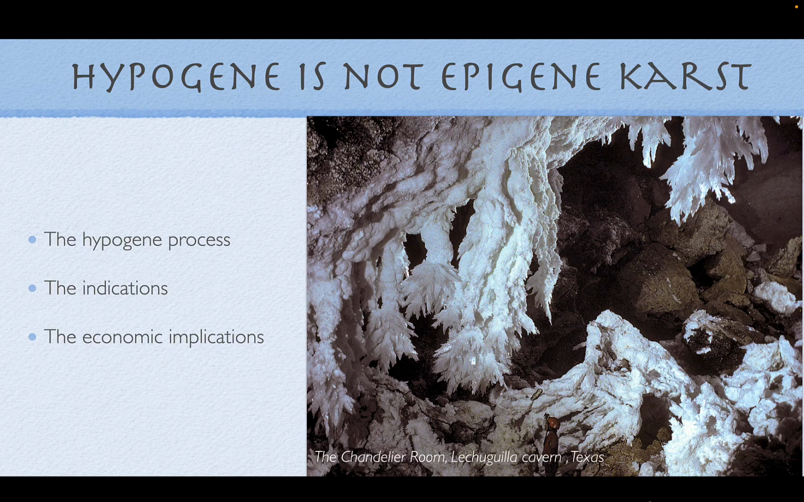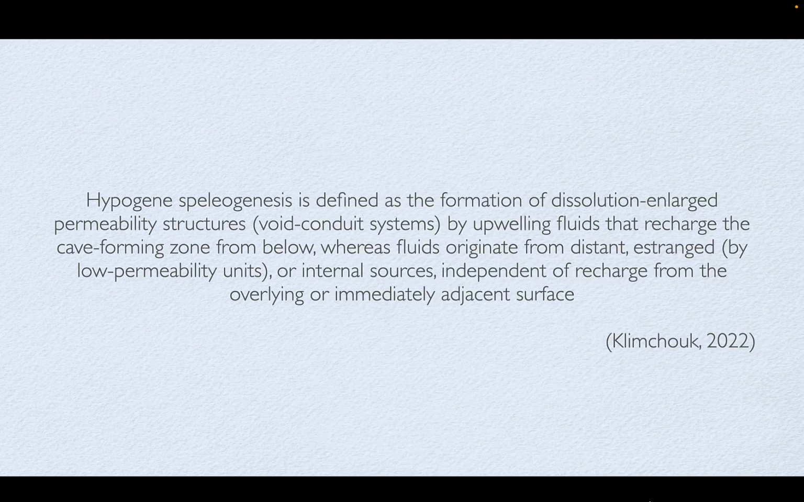What is this process of hypogene karstification or hypogene speleogenesis? Well, in a recent paper by Klimchouk in 2022, he described hypogene speleogenesis as the formation of a dissolution-enlarged permeability structure, a void-conduit system, which is formed by upwelling fluids being recharged from below. Those fluids can originate from distant sources, they can be focused or estranged by low-permeability units, or internal sources, such as thermochemical sulphate reduction in buried anhydrite and gypsum units. In all of these cases, the fluids are independent of recharge from overlying or immediately adjacent landscapes.